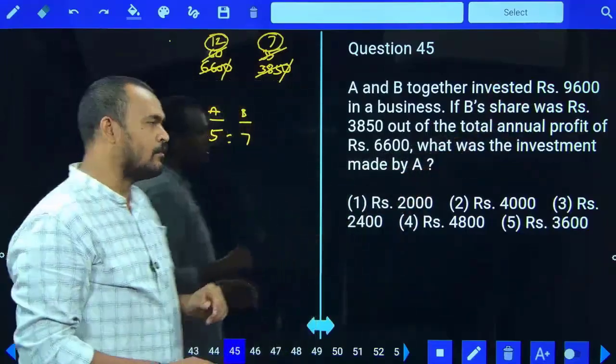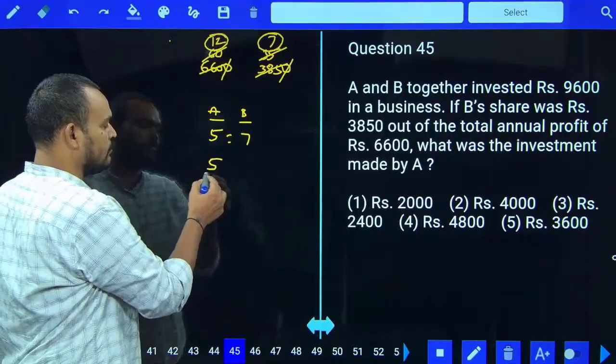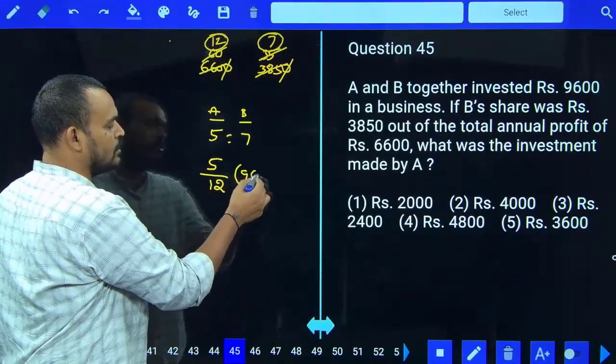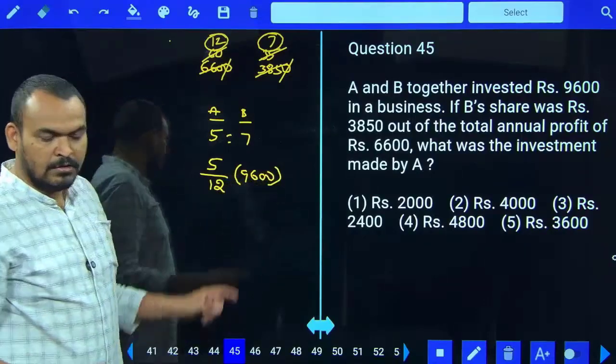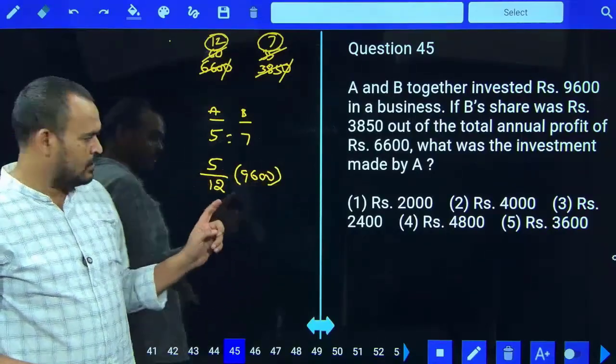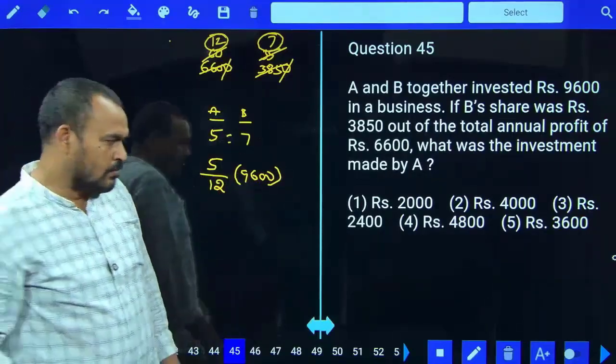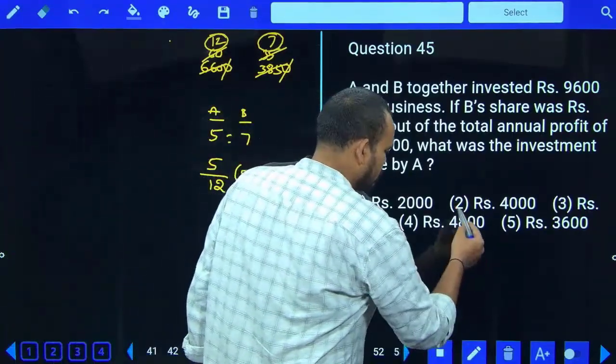The investment made by A. A's investment is how many parts? 5 parts, out of 12 parts. 5 by 12 of which value do you need? 9,600. 5 by 12 of 9,600. 12 how many times? 8 times. 5 8s are 40. Means the answer is 4,000.